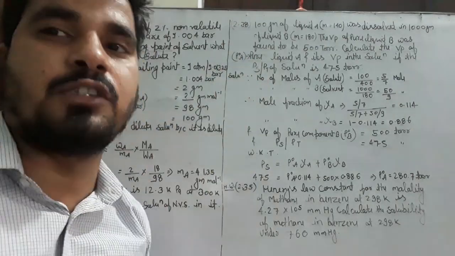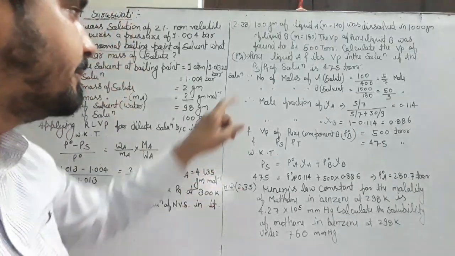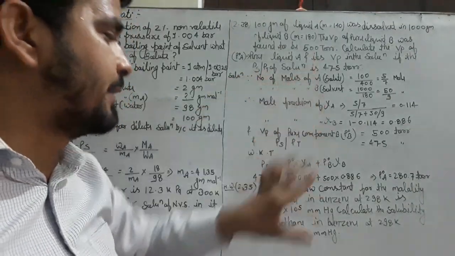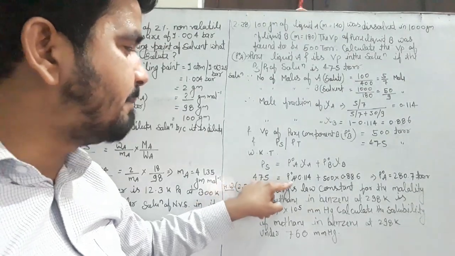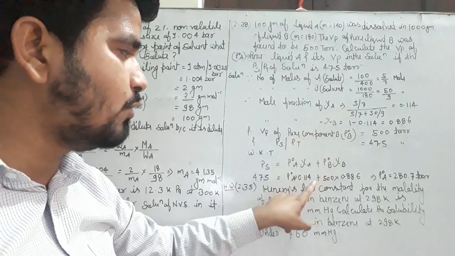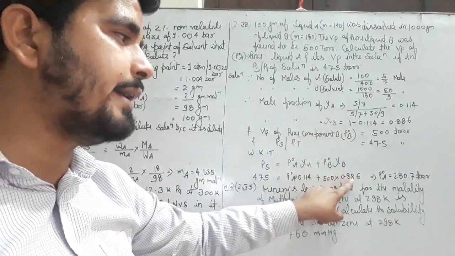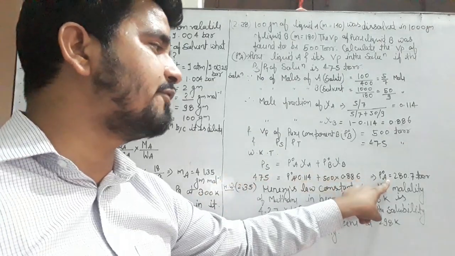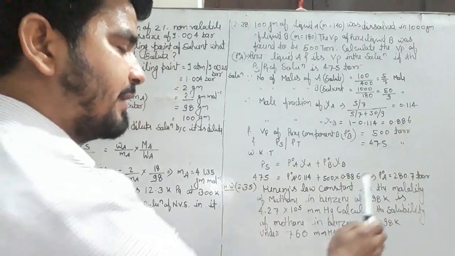So there are three symbols by which you can represent it: PS, PT, PM. At the place of PS we have to put this value. In the same way, P naught A we have to find out, xi A we have found, and P naught B is 500 torr, then xi B. After solving, we can find P naught A very easily.